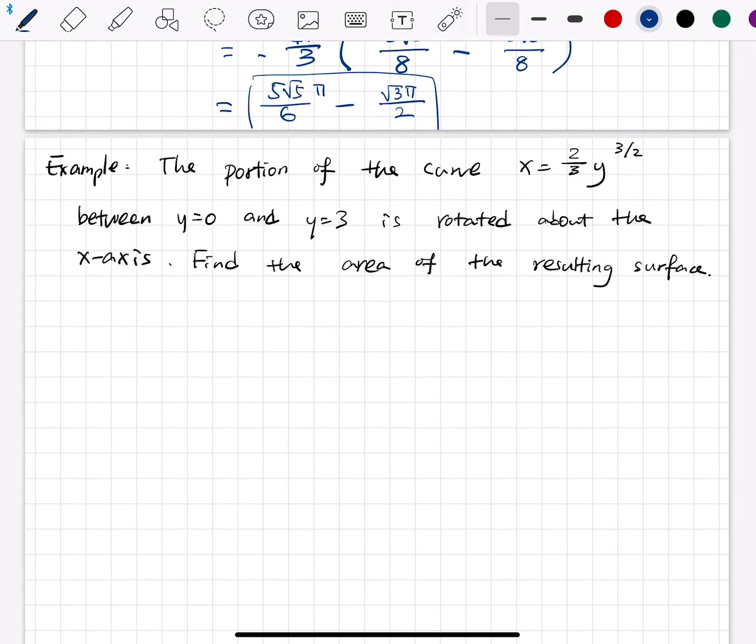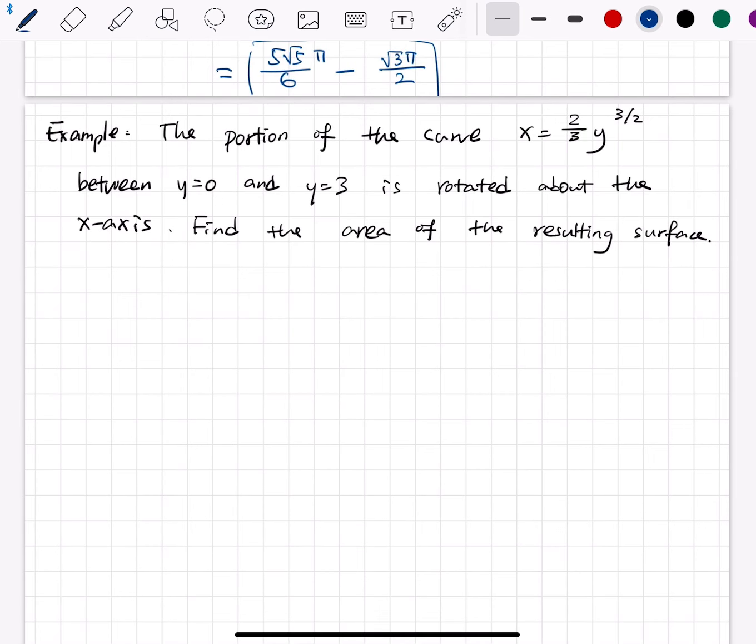Another example we have is the curve x equals 2/3 y to the 3 over 2. And I only want the portion with y from 0 to 3, and it's rotating about the x-axis. So a quick sketch is x equals 2/3 y to the 3/2, with y from 0 to 3, which is about this kind of curve from 0 to 3. And then we're going to rotate it along the x-axis.